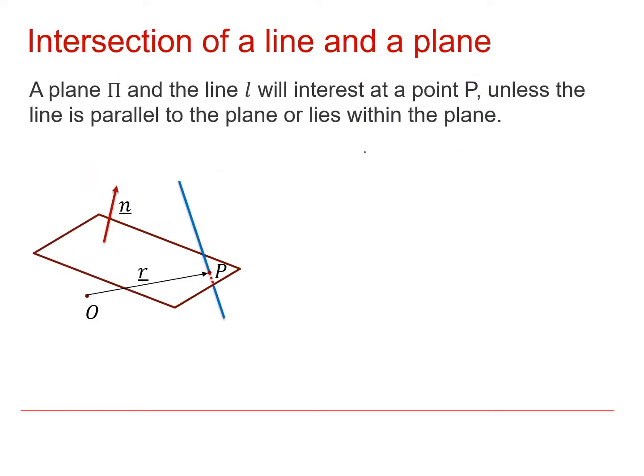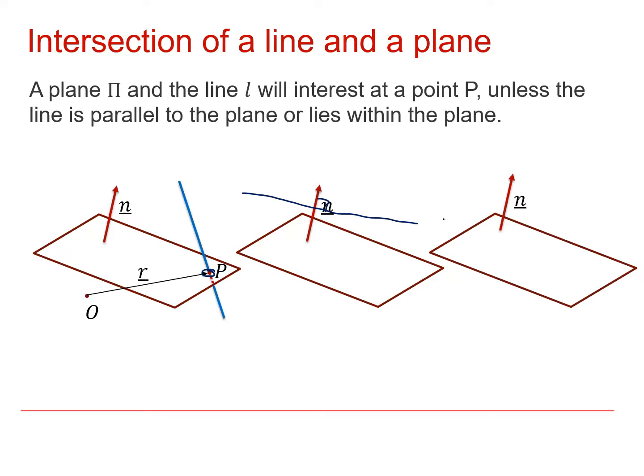If we've got a line and a plane, one of 3 things could happen. Either the line could intersect the plane at a single point, like it does here, or we could have, with the plane and its normal vector, the line being parallel to the plane, in which case it would still be at right angles to the normal vector, but it would not lie within the plane.